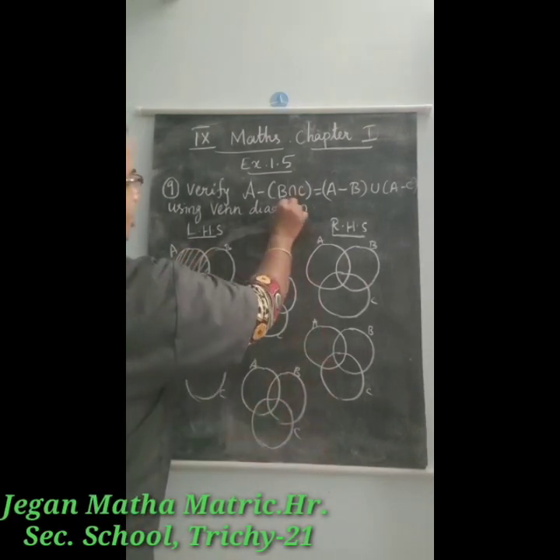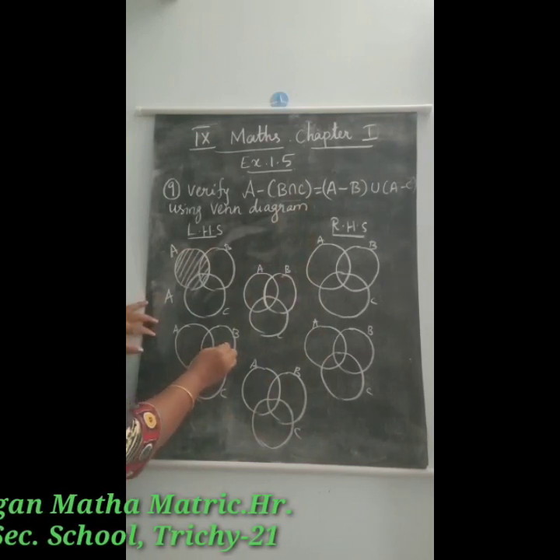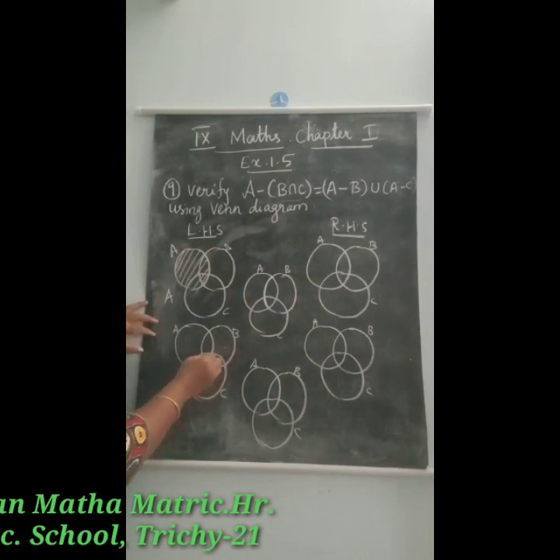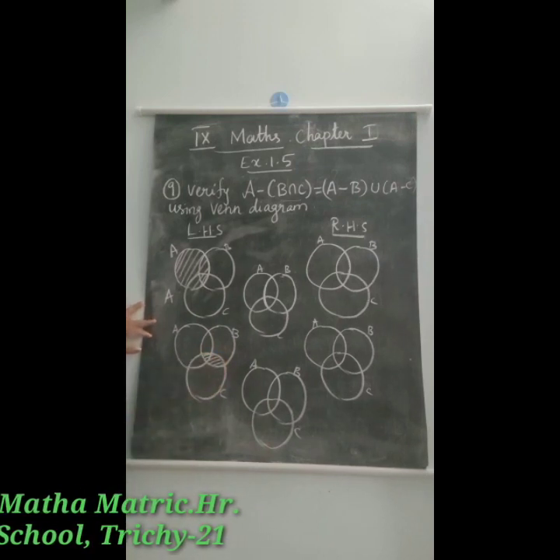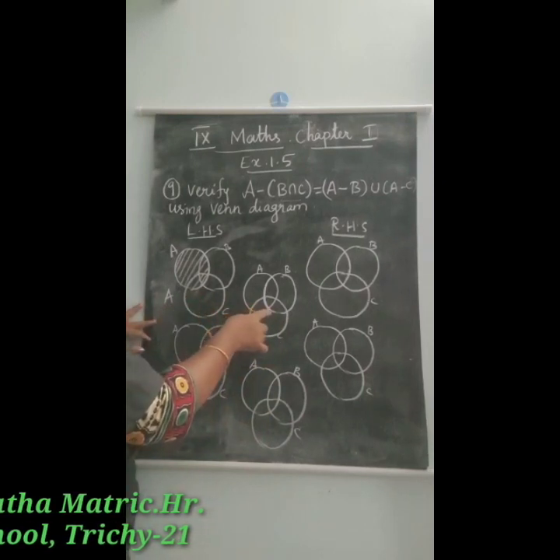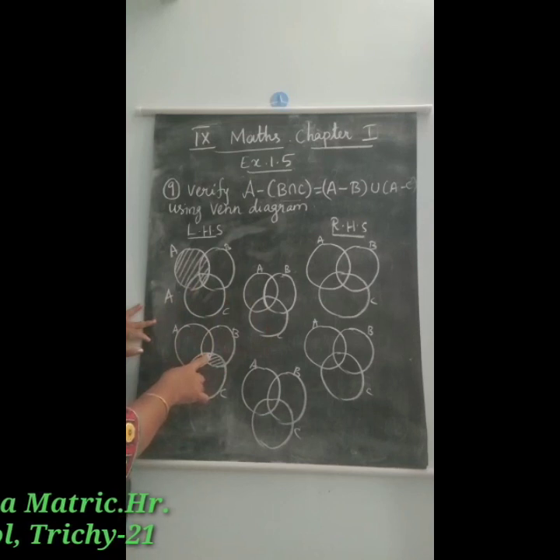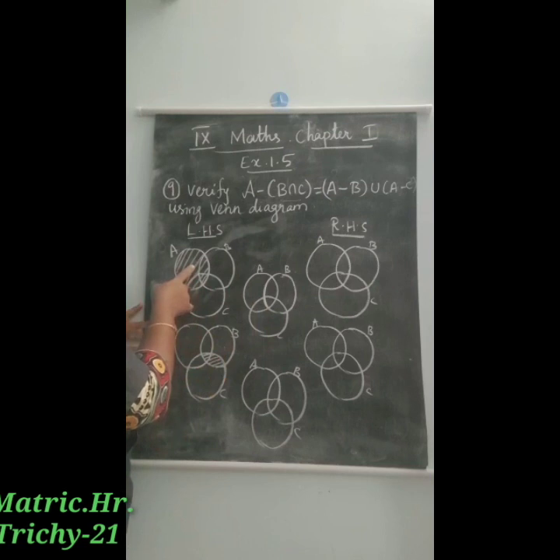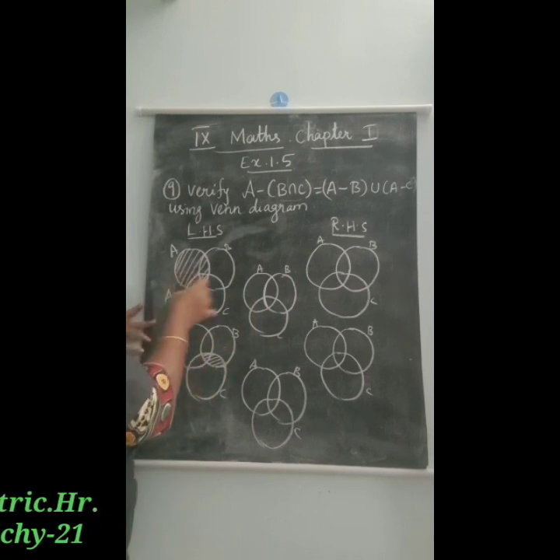And next one is B intersection C. So you have to take this one. B intersection C means you have to take this intersection part, the common part of B and C. And this is A difference (B intersection C). What is the common term? This term is common. So the remaining terms, you have to shade.